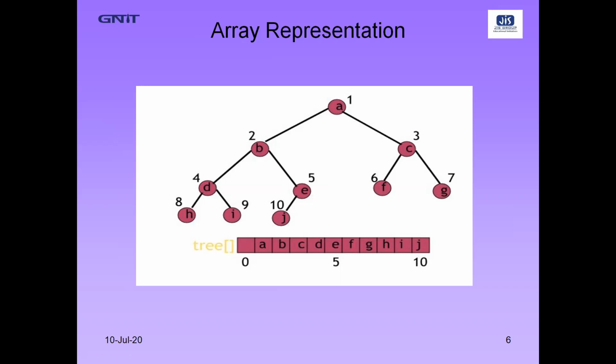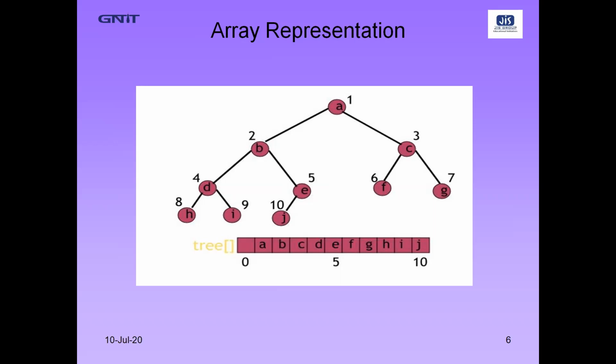Now the question is how we can get the leaf nodes from the sequential representation. If the height of the binary tree is h, then all the nodes at level h minus 1 are obviously leaf nodes. In the array, the range of index of the nodes at level h minus 1 is from 2 to the power h minus 1 to 2 to the power h minus 1. So any node within this range in the array is a leaf node.